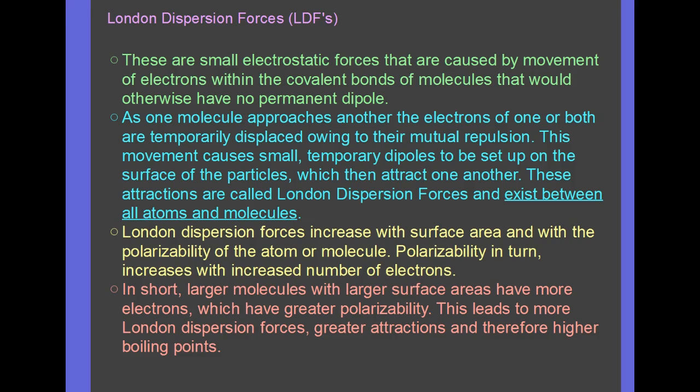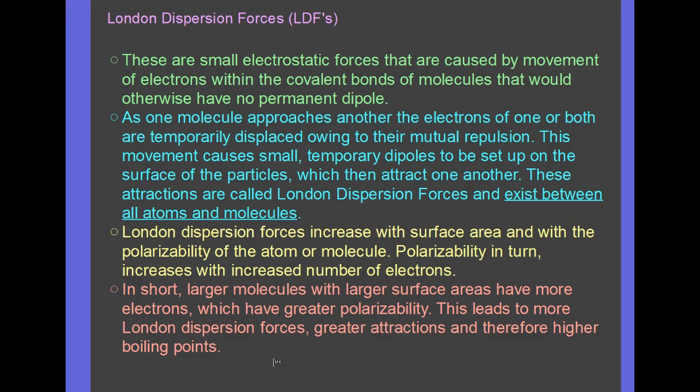So LDFs. These are small electrostatic forces that are caused by movement of electrons within the covalent bonds of molecules that would otherwise have no permanent dipole. As one molecule approaches another, the electrons of one or both are temporarily displaced owing to their mutual repulsion. This movement causes small temporary dipoles to be set up on the surface of the particles, which then attract one another. These attractions are called London dispersion forces and exist between all atoms and molecules.